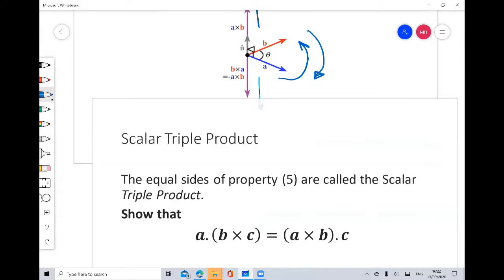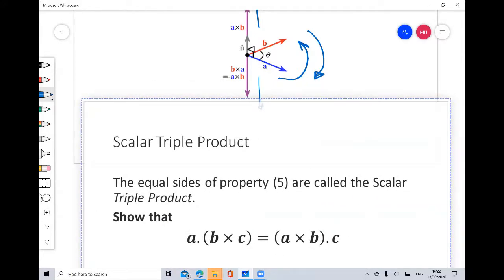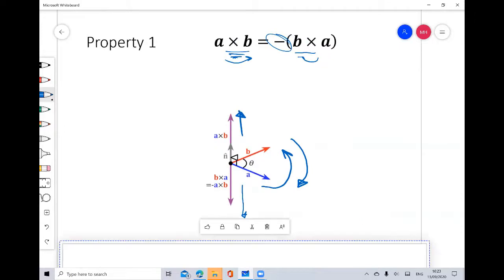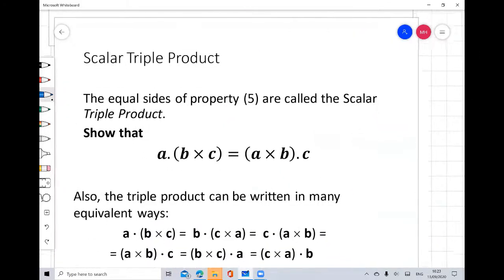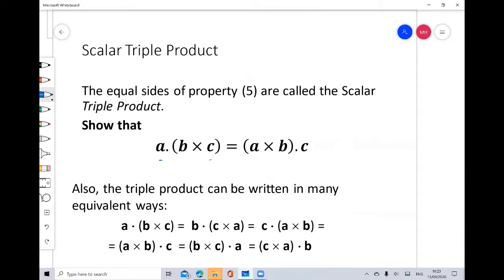Also, you could talk a little bit about property 5. Property 5 tells me that A dot B cross C is equal to A cross B dot C, and this equality is valid. We call this the triple product, or the scalar product.